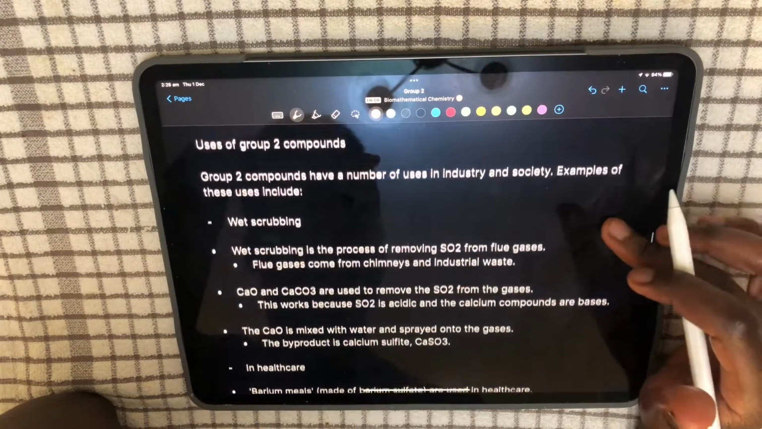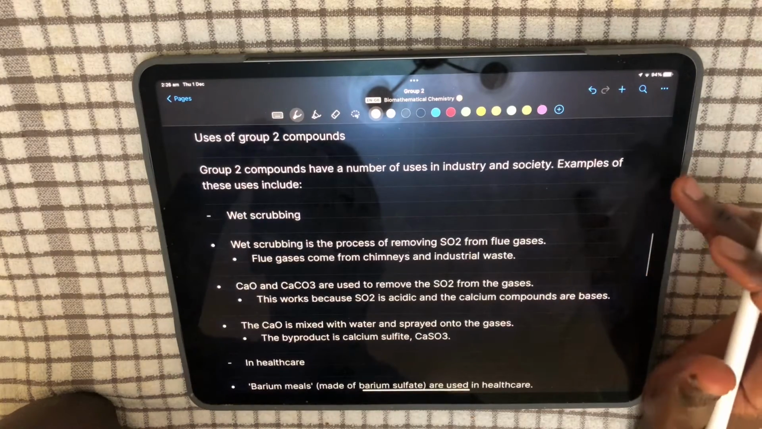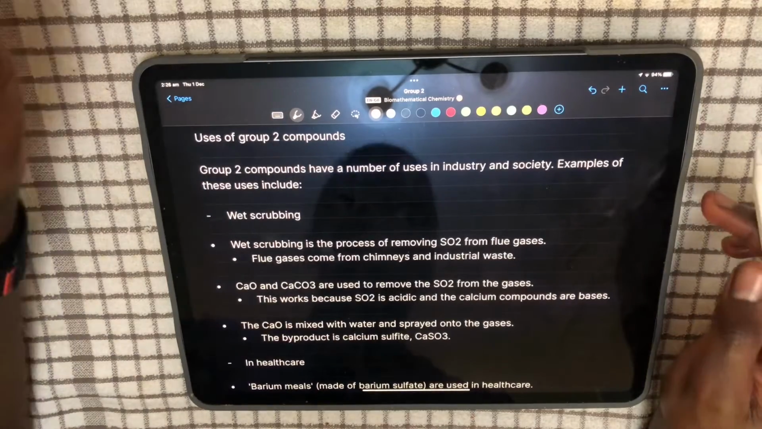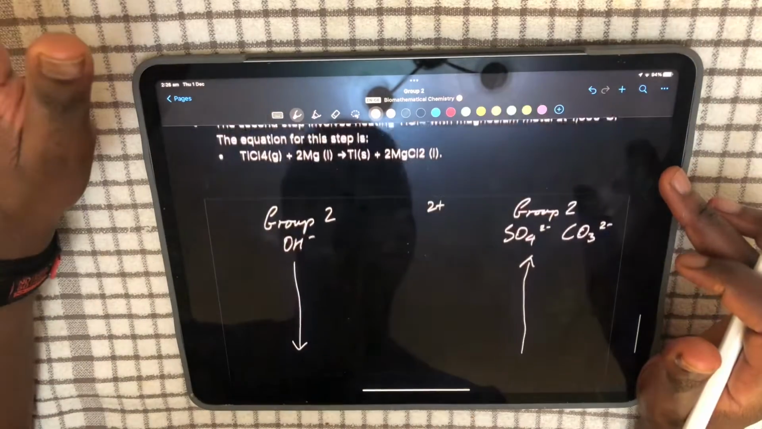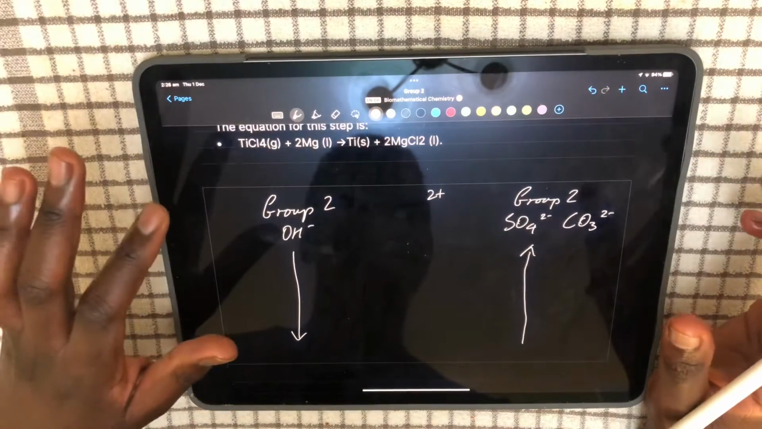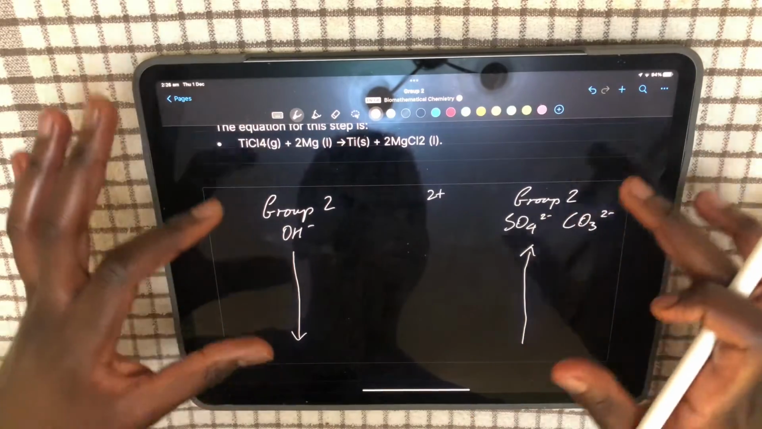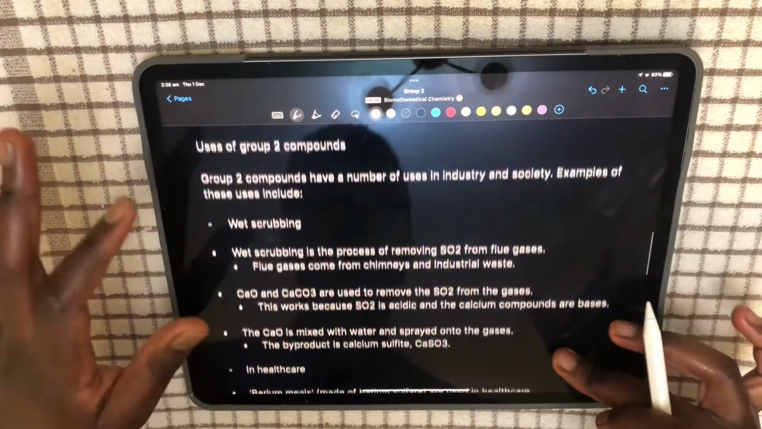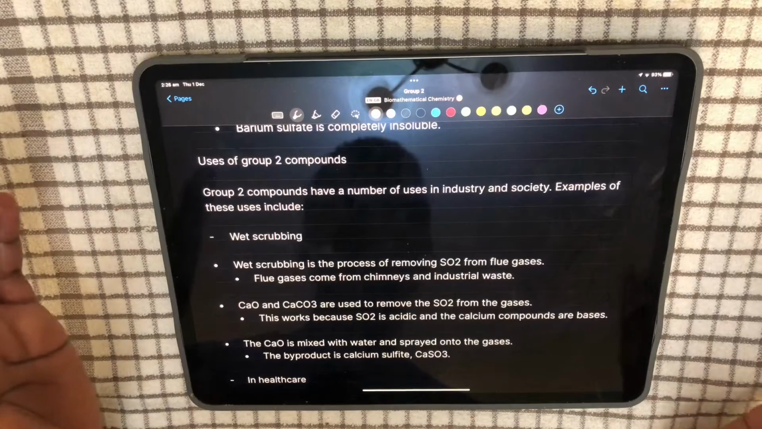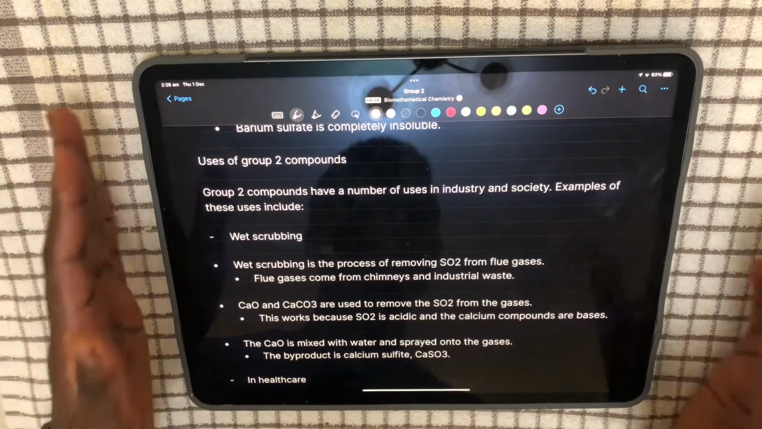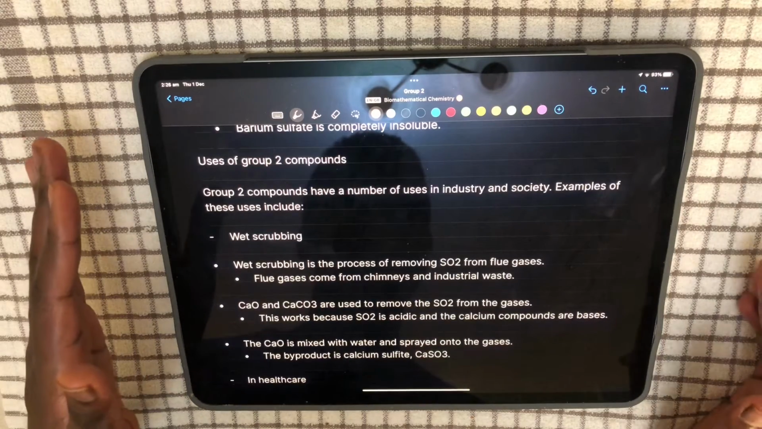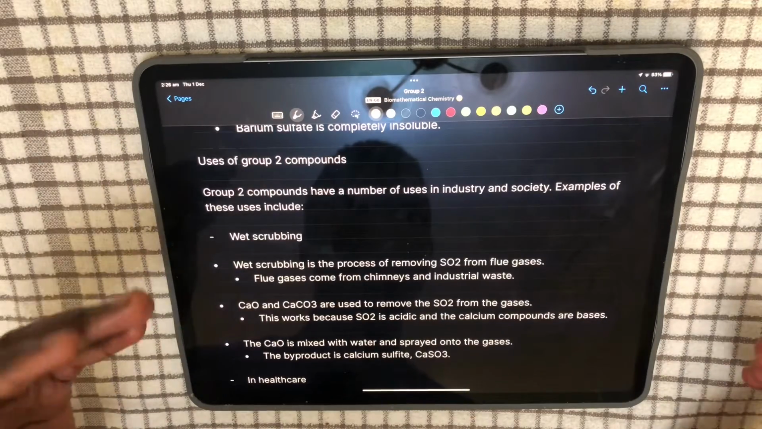And we have uses of group 2 compounds. Those are things that you need to understand in questions, and the reasons why this is important is because they link into this. You actually need to know some of these examples for your exam. It is required for you to know some of these.